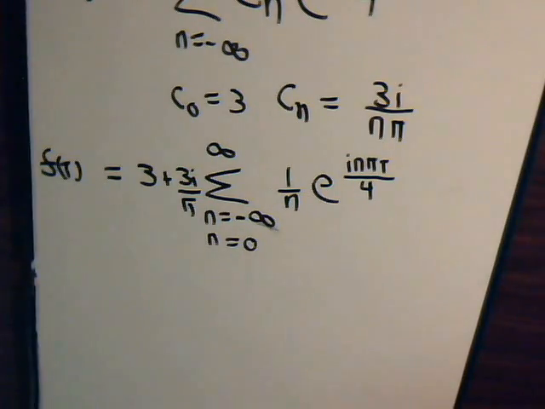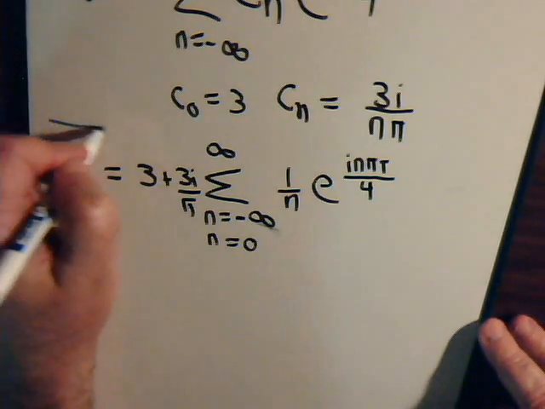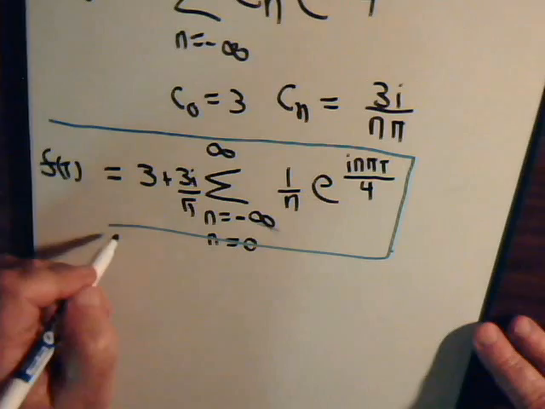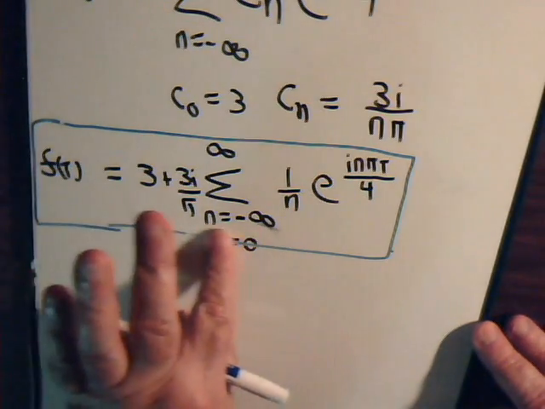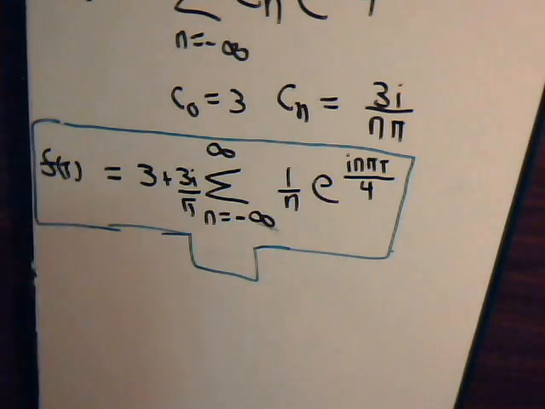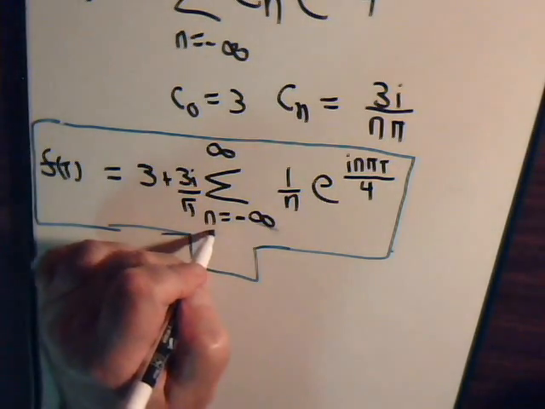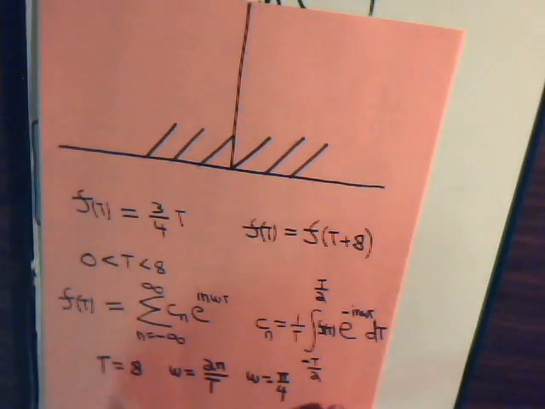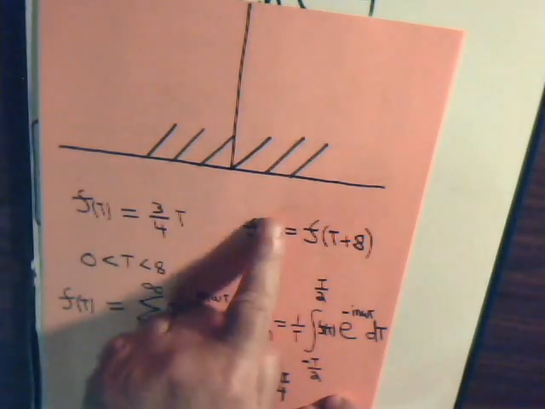So here's how we would express our sawtooth function using the exponential form of the Fourier expansion series. Okay, that's it. Hope that wasn't too long. And again, that right there is the formula for this sawtooth pattern right here.